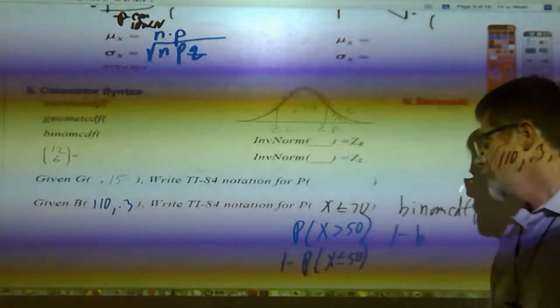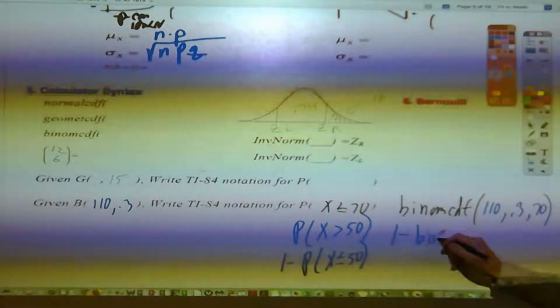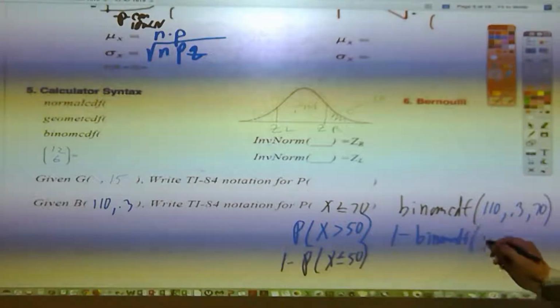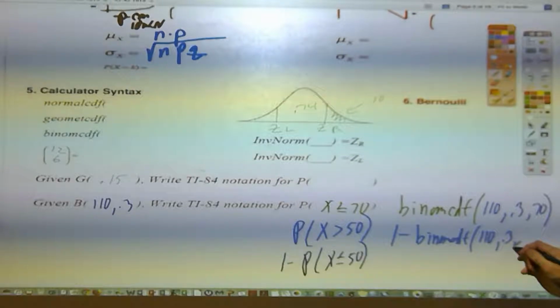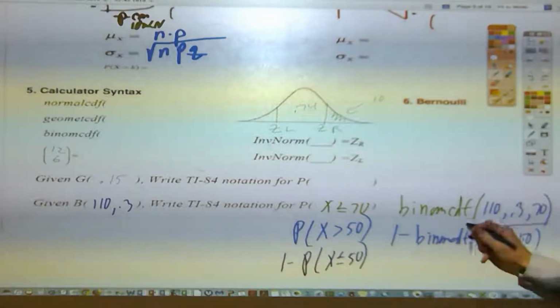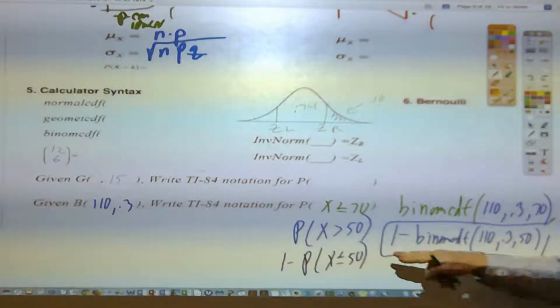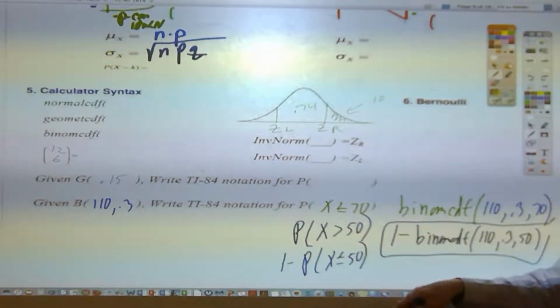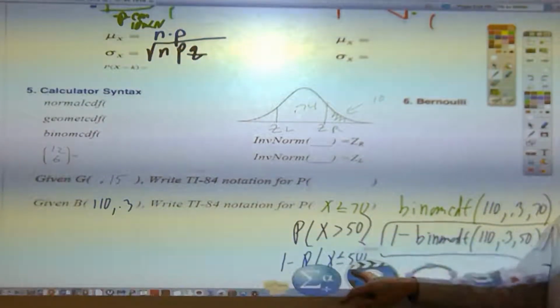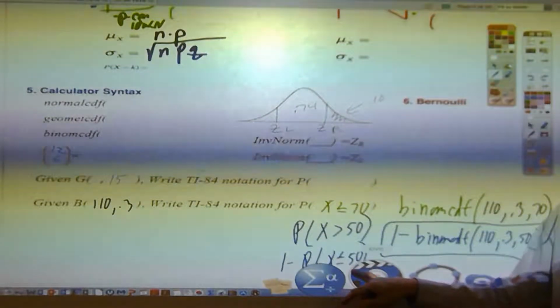Okay? So that would be 1 minus binomcdf of n, p, 110, 0.3, 50. Now, had there been a bar under here, had it been greater than or equal to 50, how would that have changed this number? 49. It would have changed it to a 49.